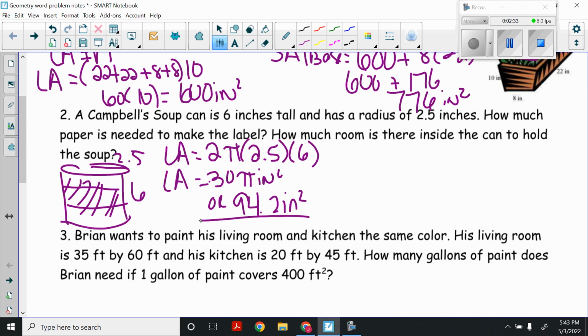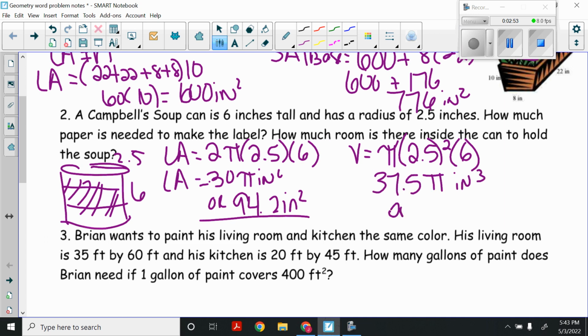And then it says how much room is there inside the can to hold the soup. So that's volume. So volume of our cylinder is pi times our radius squared, 2.5 squared, times our height, which is 6. Multiplying all that together, I get 37.5 pi cubic inches, or multiply 37.5 by pi, and I get 117.8 cubic inches.